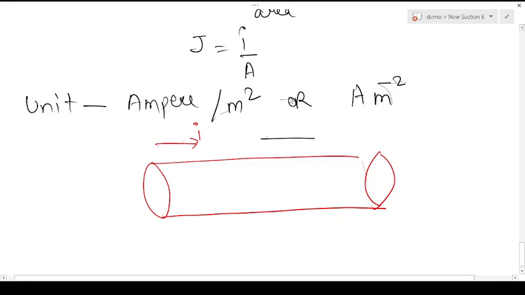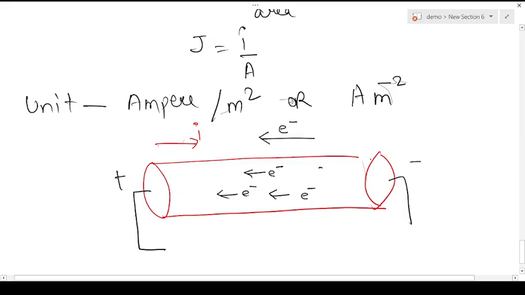Charges will move from right to left. Inside the conductor, this is a metallic conductor, so there are a number of electrons inside it, which will move in the left side direction. So what happens when they move? When these two ends are connected with the terminals of a battery, this one with the positive terminal and this one with the negative terminal, then the current will flow.